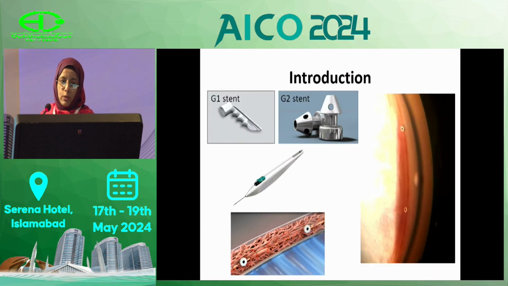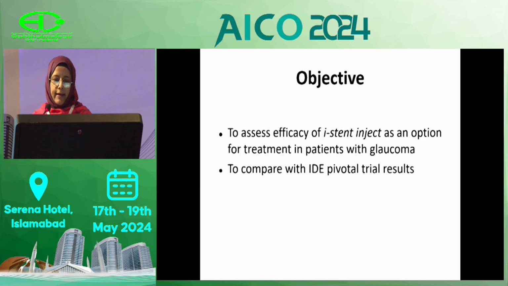These are the different versions of the eye stent. There's a G1, there's a G2, and that's the small injector that we use to inject. This isn't working, but you can see at the corners, these are the two eye stents. I have a small video as well, which I'll show you towards the end.